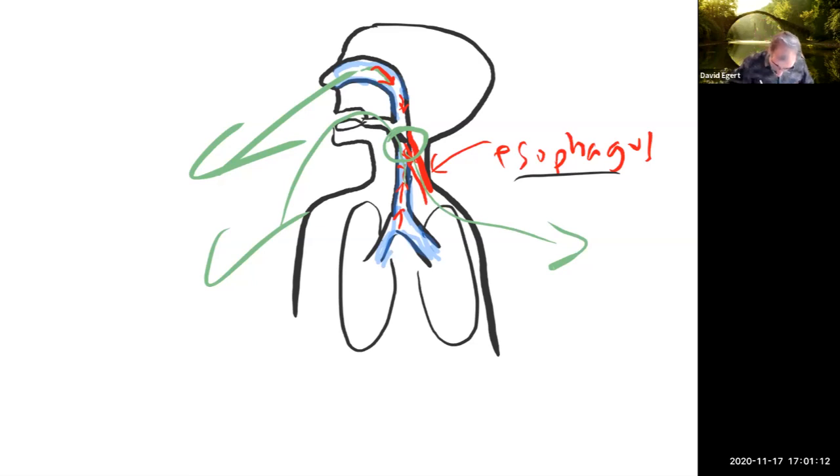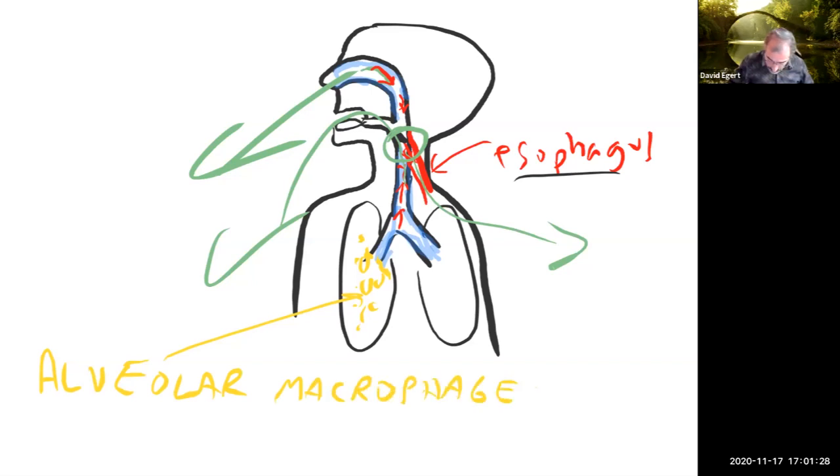If things make it all the way down into the deepest reaches of the lungs, we have the alveolar macrophages down here. Macrophages, big eaters, are basically white blood cells, like amoebas that are on patrol eating stuff. So anything that makes it all the way down into the very alveoli gets gobbled up and taken away by these alveolar macrophages. They get a cute name. Their name is dust cells. They're on patrol for dust.